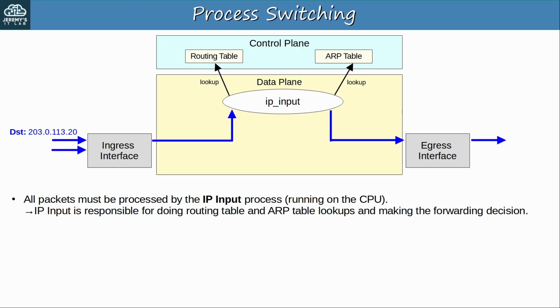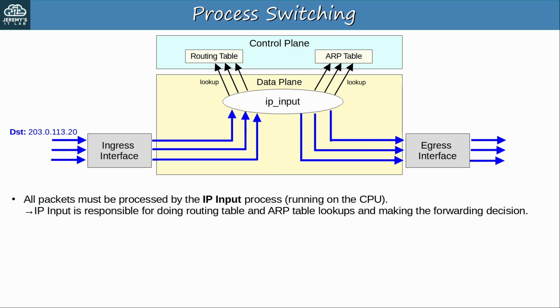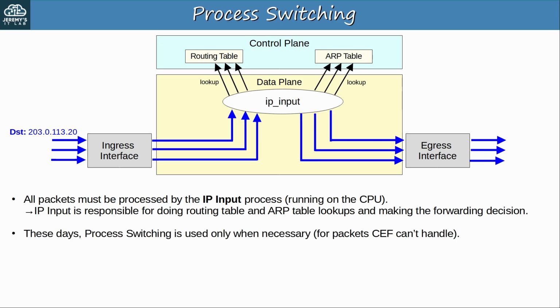Now, what happens when another packet for the same destination arrives? It once again is sent to IP input, which performs the necessary lookups, and then forwards the packet like the previous one. And what if a third packet to the same destination arrived? The exact same process: sent to IP input, tables checked, forwarding decision made, and packet sent. These days, process switching is used only when necessary, for packets CEF can't handle.